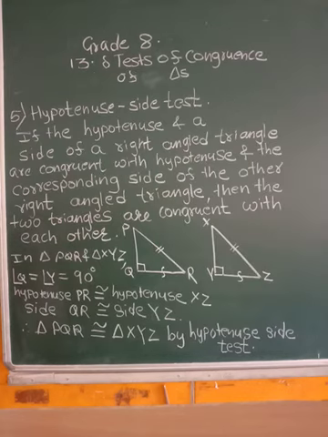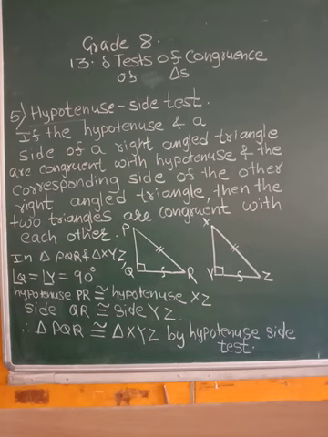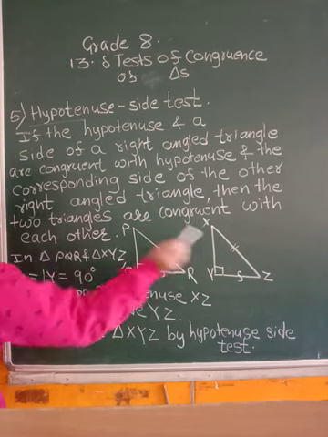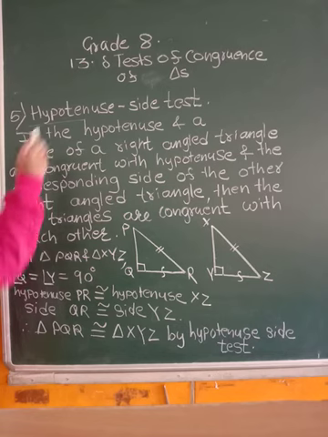Now let's go for hypotenuse side test. The word hypotenuse itself tells you that it is related to a right angle triangle. Alright. So if hypotenuse is there, you have to consider 2 right angle triangles. So this test is specially for 2 right angle triangles. So see now, hypotenuse and side.